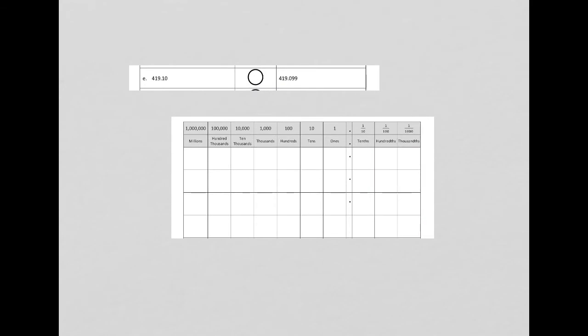Let's try again. I have 419.10 compared to 419.099. Let's fill out our place value chart. So I'm starting with that 419.10, and then my second number, 419.099. Again, I don't like that empty space, the empty thousandths space, so I'm going to fill it in with a 0. It makes it easier for me to really compare the numbers.